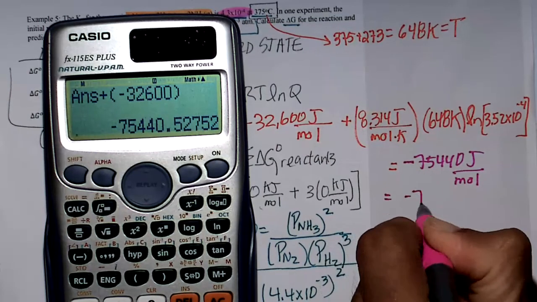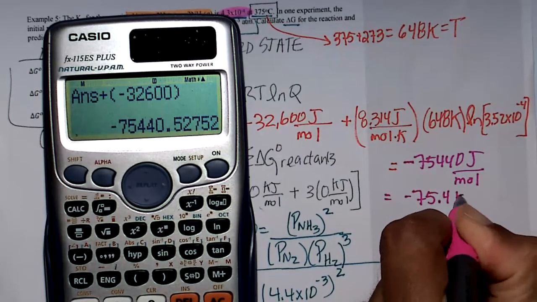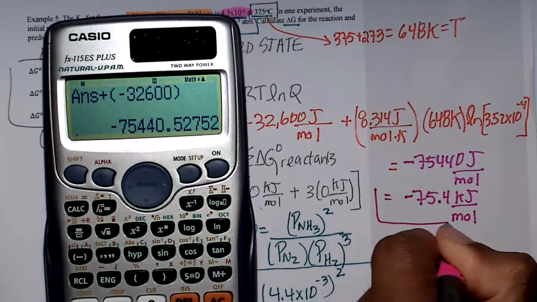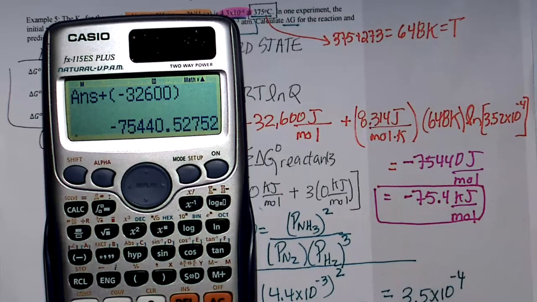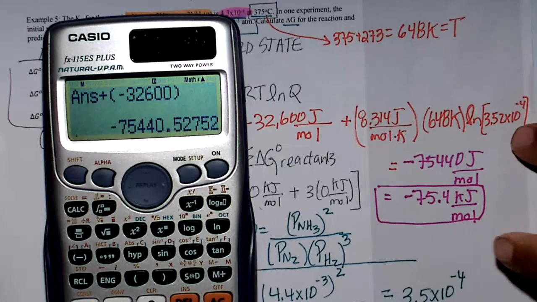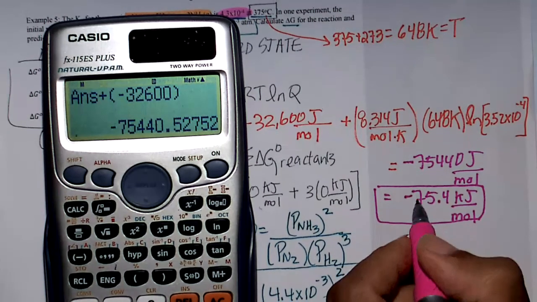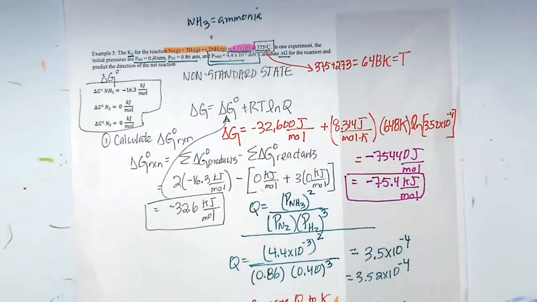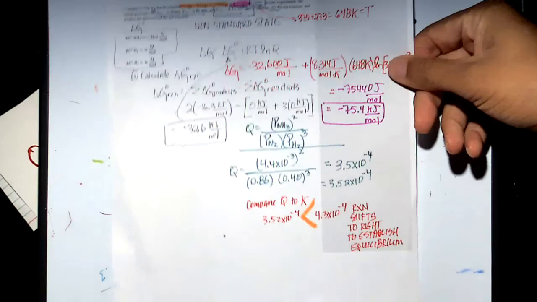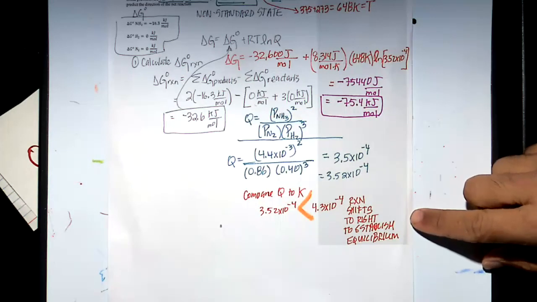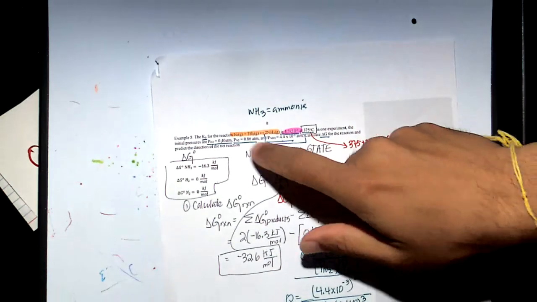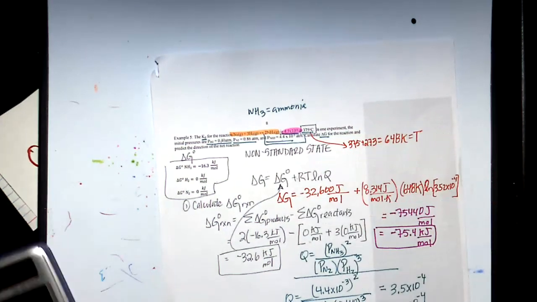Or you can say minus 75.4 kilojoules per mole if you want less writing, instead of writing all those digits. Same thing. Okay. So the minus sign, exergonic. Exergonic favors the product side. And the Gator rule, or this Q rule, tells us it's going to favor the product side under these non-standard state pressures. Okay, non-standard state pressures.